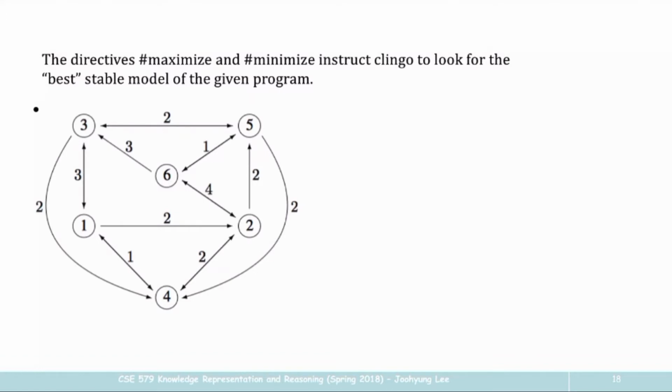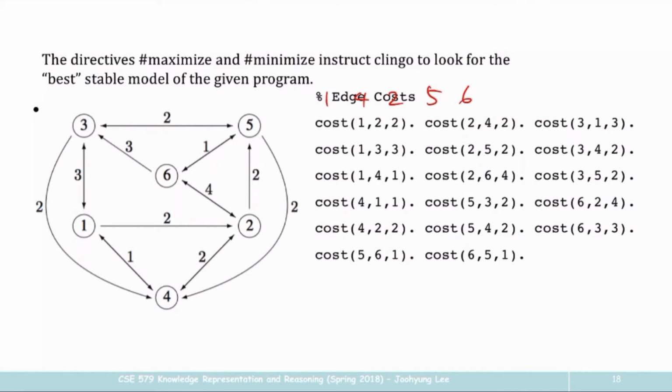Okay. How can we do? 1 to 4, 2, 5, 6. Oh no. Okay. All right. Well, let's not waste time on this. Let's just show directly what the solution looks like.